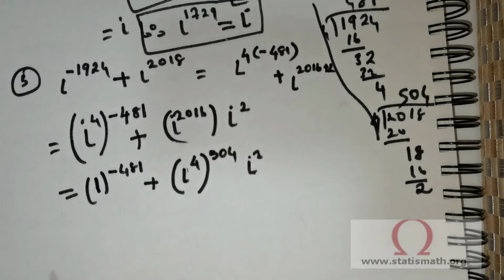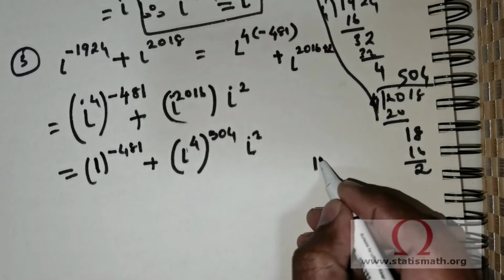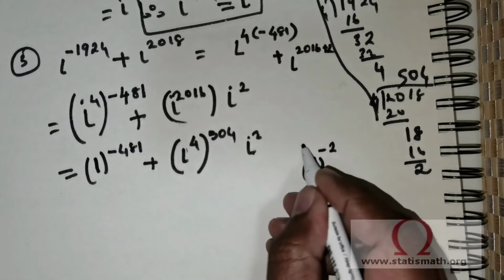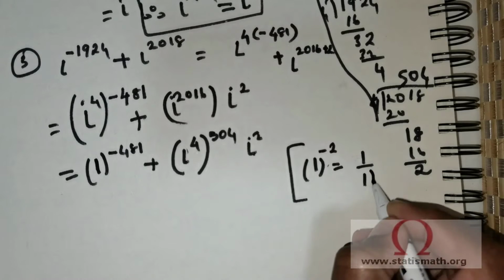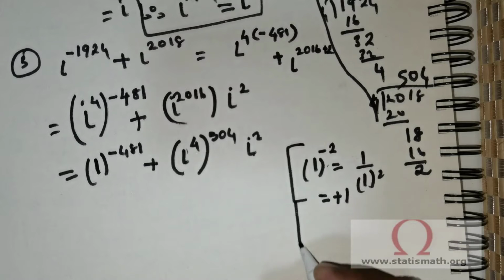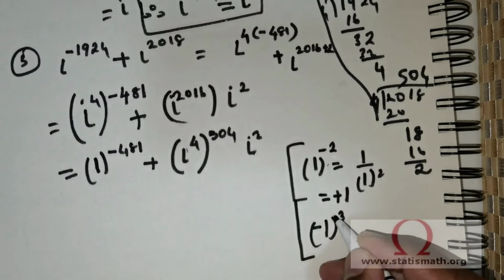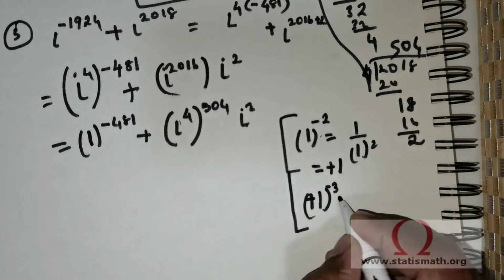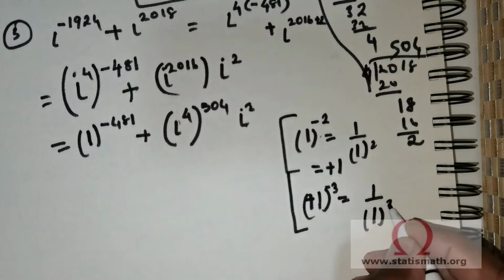I'm not going to substitute the value now. Now this is actually 1 raised to the power, say, negative 2. If you say, for example, you have 1 raised to the power negative 2, this is going to be 1 divided by 1 raised to the power 2, which eventually is going to give you a positive 1. Now if it were to be positive 1 raised to the power of negative 3, it's going to be 1 over 1 raised to the power of 3.